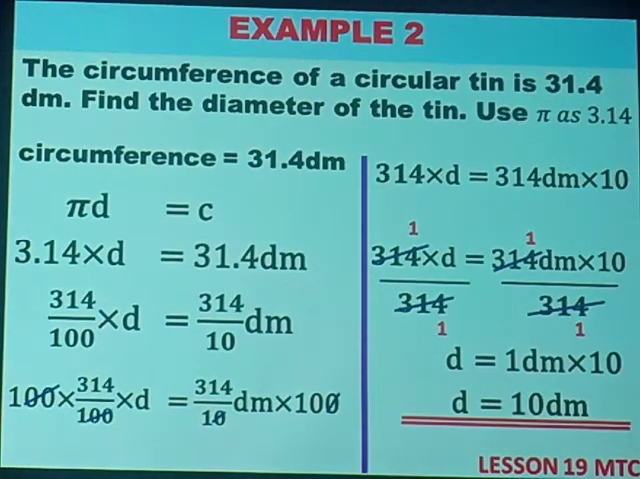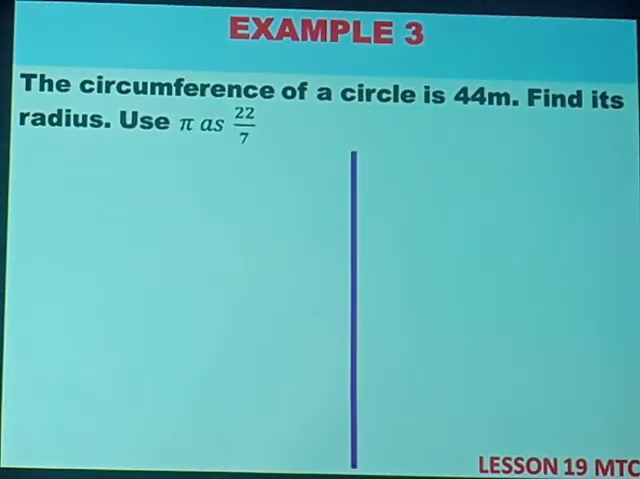My dear candidates, my dear learners, looking at the 2 examples, example 1 and example 2, they all required us to look for the diameter. But now let us look at example 3. Example 3 says the circumference of a circle is 44 meters. Find its radius. Use pi as 22 out of 7.